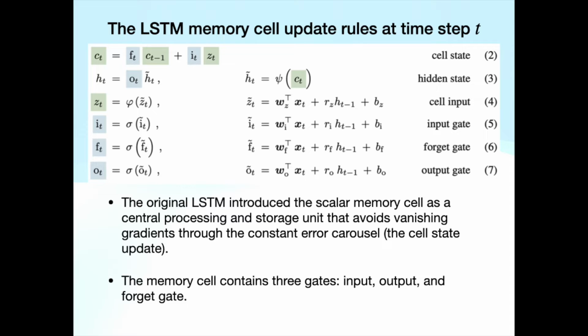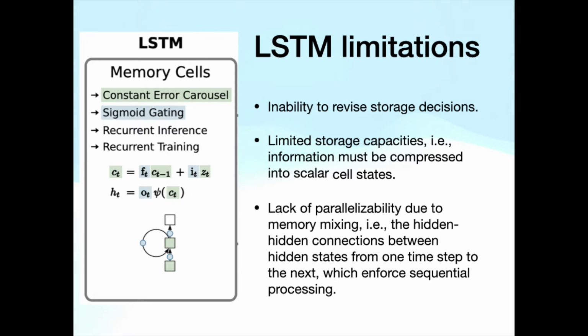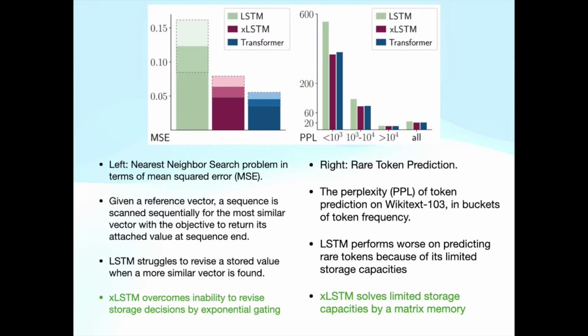The original LSTM introduced the scalar memory cell as a central processing and storage unit that avoids vanishing gradients through the constant error carousel, the cell state update. The memory cell contains 3 gates: input, output, and forget gate. Phi and psi are the cell input and hidden state activation functions. All gate activation functions are sigmoid. LSTM limitations: inability to revise storage decisions, limited storage capacities, lack of parallelizability due to memory mixing.